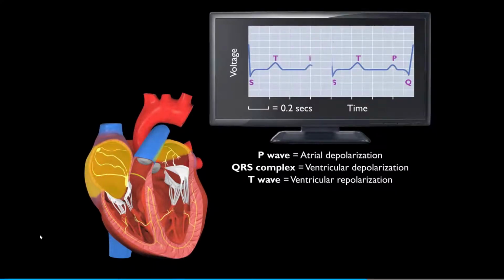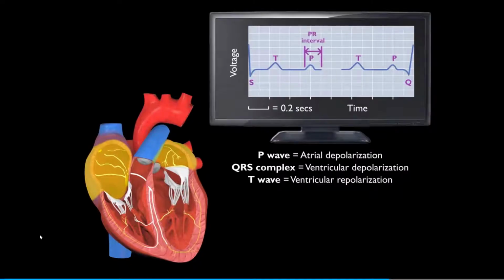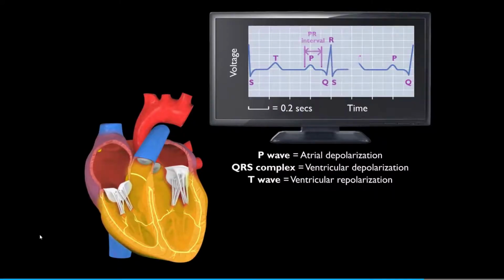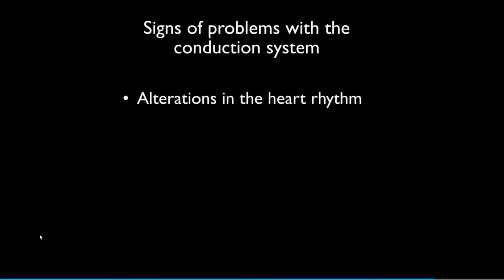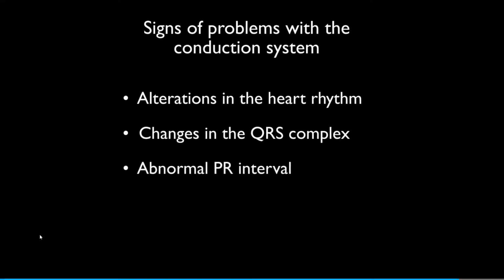Conduction through the intrinsic conduction system can be determined from the PR interval, the time from the beginning of atrial depolarization to the start of ventricular depolarization. Alterations in the heart rhythm, changes in the QRS complex, or an abnormal PR interval may indicate problems with the conduction system.